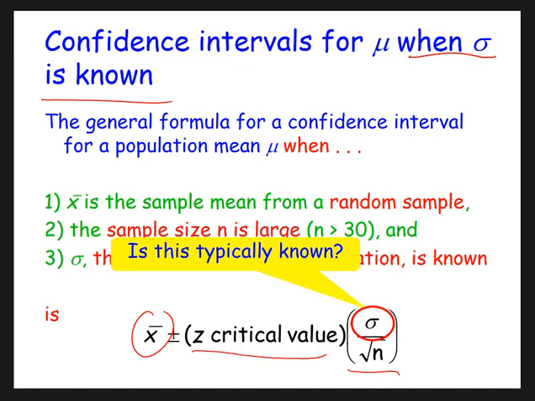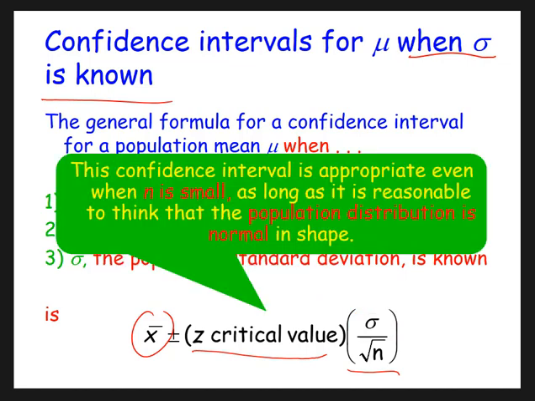So the weakness here is it requires us to know the population standard deviation. In reality, it's not common that we actually know that. The confidence interval is appropriate when n is small, if we're looking at a small sample size, as long as it is reasonable to think that the population distribution is normally shaped.